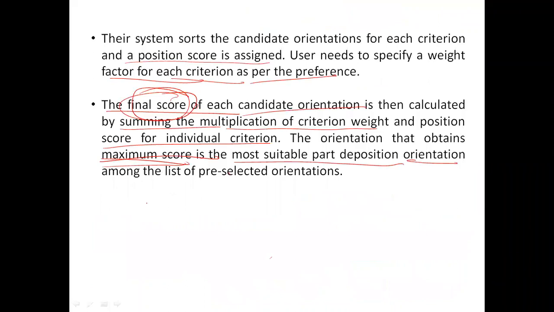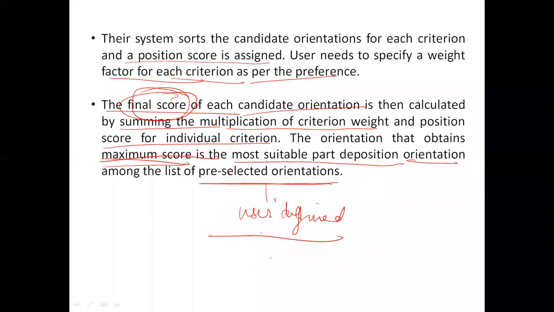in giving an optimal value, because the pre-selected orientations were generally user defined. So within the user defined function, it gave the best orientation. It is not an optimal orientation. So this methodology, although it was successful with stereolithography, was not found to be very feasible with FDM and SLS.